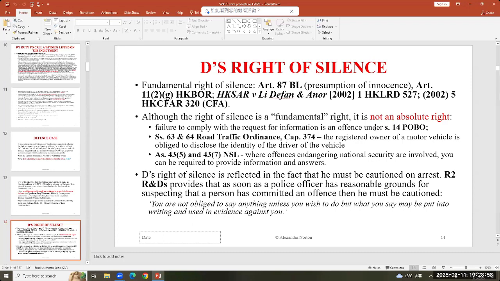For serious offenses, like under the Prevention of Bribery Ordinance, failing to provide information when you're asked can also be an offense. And a defendant is always told about his right of silence when he's cautioned on arrest. So rule 2, as soon as an officer has reasonable grounds for suspecting that a person has committed an offense, he must be cautioned. In other words, you're not obliged to say anything unless you wish to do so, but what you say may be put into writing and used in evidence against you.